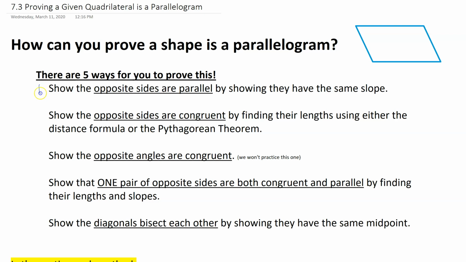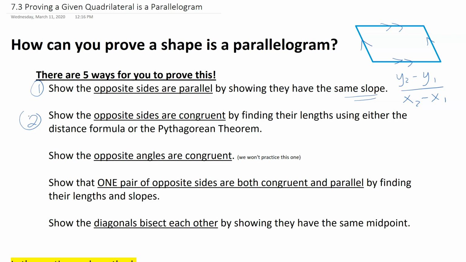So the first way we have here is to show that the opposite sides are parallel, and you do that by showing that they have the same slope. So you're just going to look at the rise over run, or you might need to use the slope formula, y2 minus y1 over x2 minus x1, and you'll do that for the opposite sides. You'll want to show these two are parallel, and then you'll want to show that these two are also parallel.